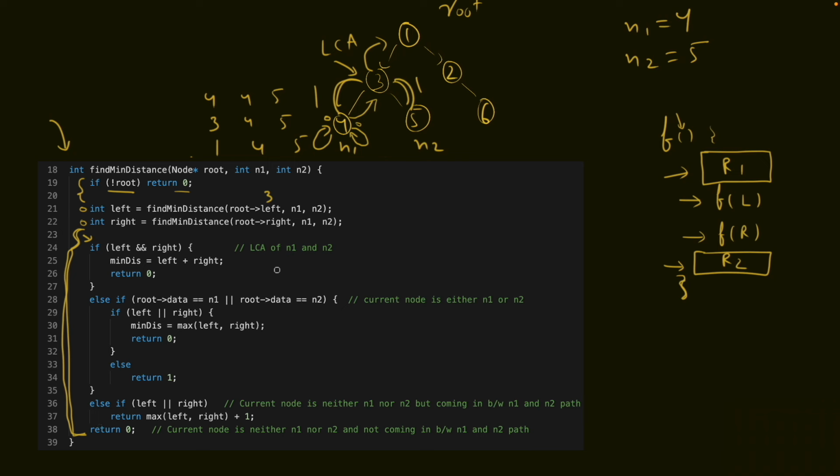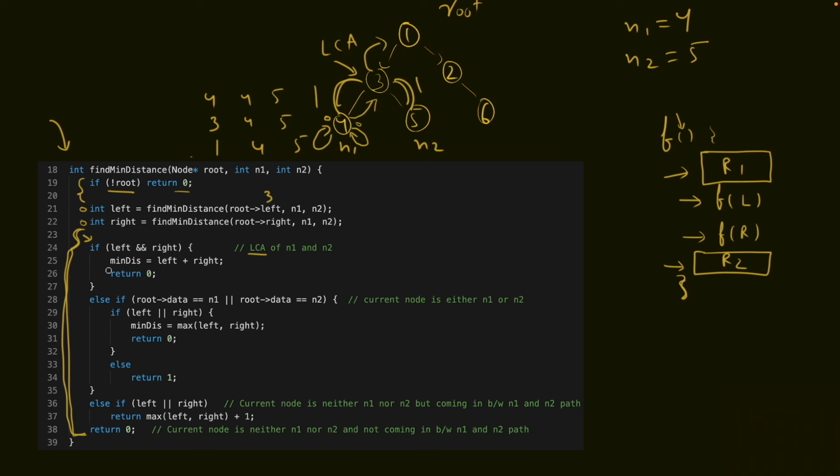And what are these operations? We'll see that. Actually, these are not operations, these are the conditions you might be in. So if left and right both are non-zero values, meaning you are the LCA, meaning you are returning from 3, in that case, whatever value you received from 4 and 5, you will just add them, and that is the answer.